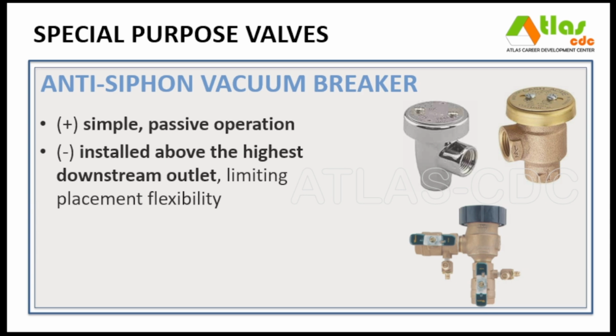A disadvantage is that it must be installed above the highest downstream outlet, limiting placement flexibility, and it cannot handle continuous pressure unless designed as such. It is typically used on hose bibs, wall hydrants, toilets, or irrigation systems, especially where there is a risk of back siphonage. It differs from other valves in that it does not control flow but rather focuses solely on preventing reverse flow using atmospheric pressure.